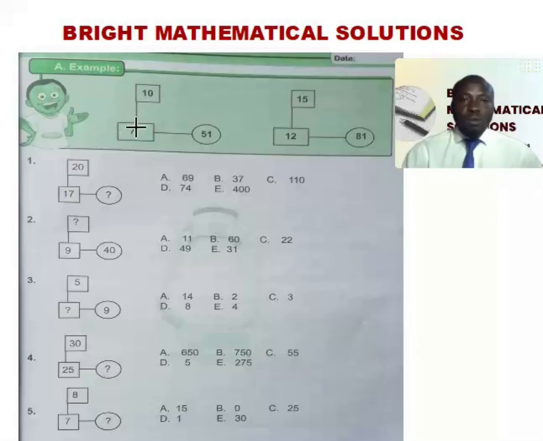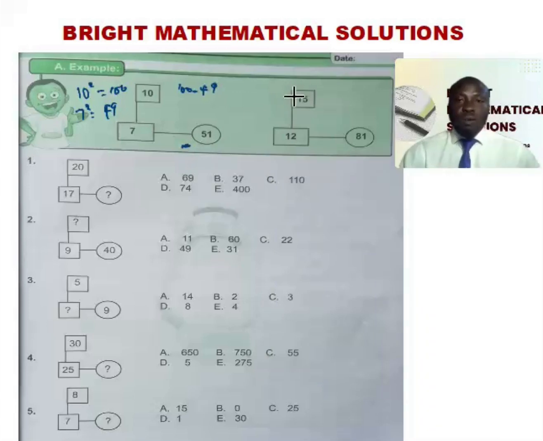Don't mind the way they put this. It looks like a rectangle, but what they meant is a square. If you look at the example given, what we have are squares. So we have 10 raised to the power 2, which gives us 100, and 7 raised to the power 2, that is 7 squared, equals 49. So 100 minus 49 gives us 51.